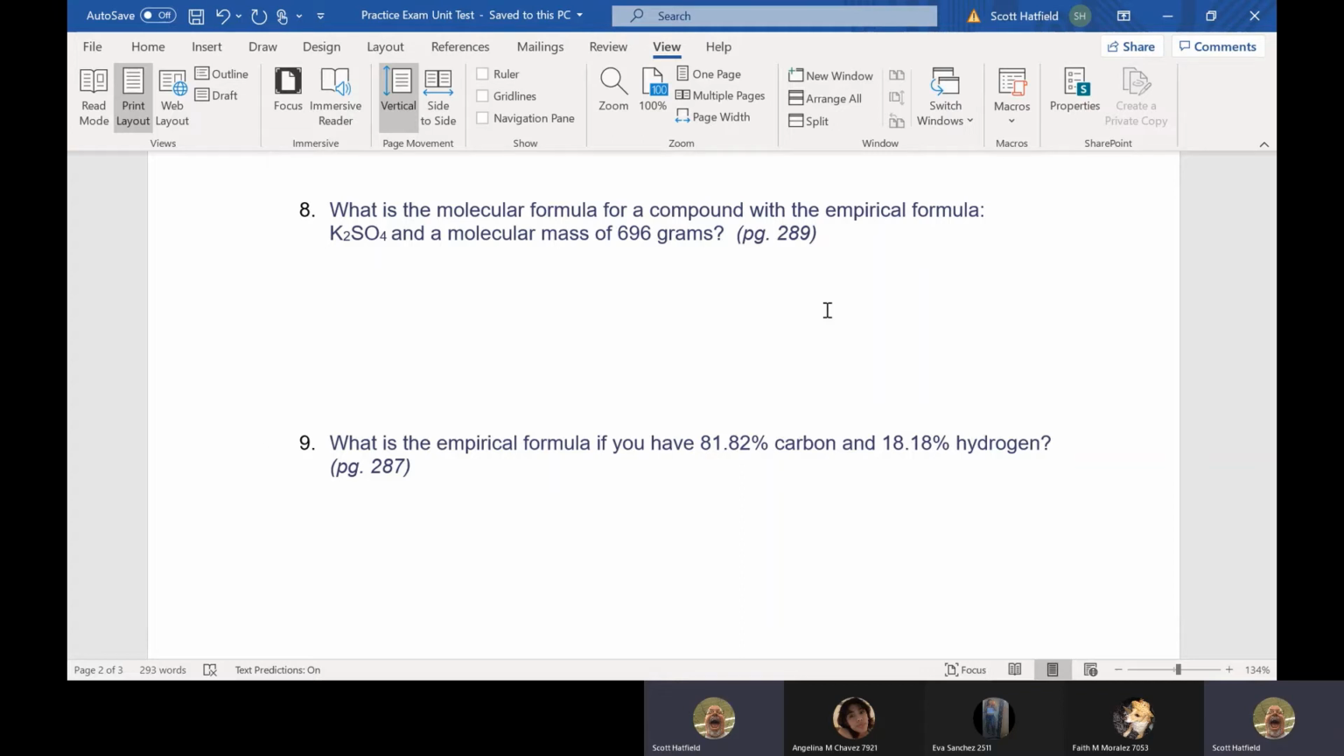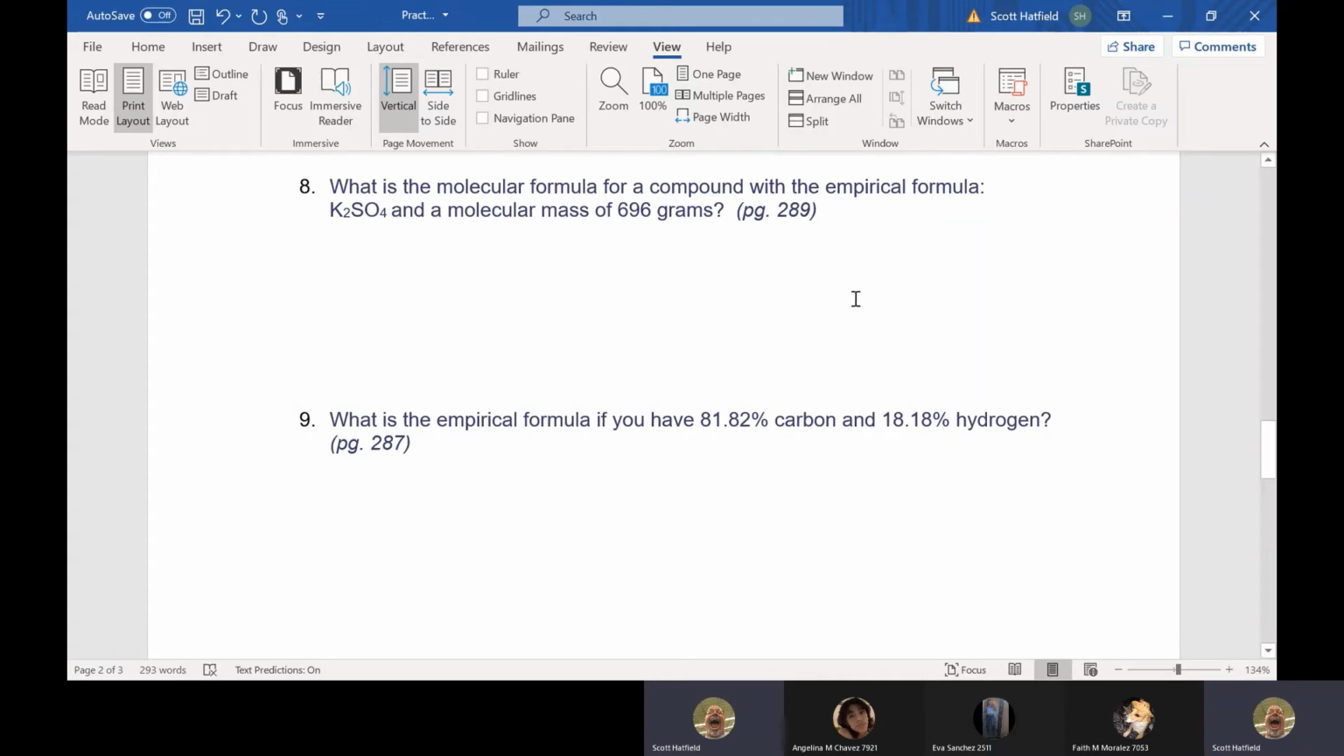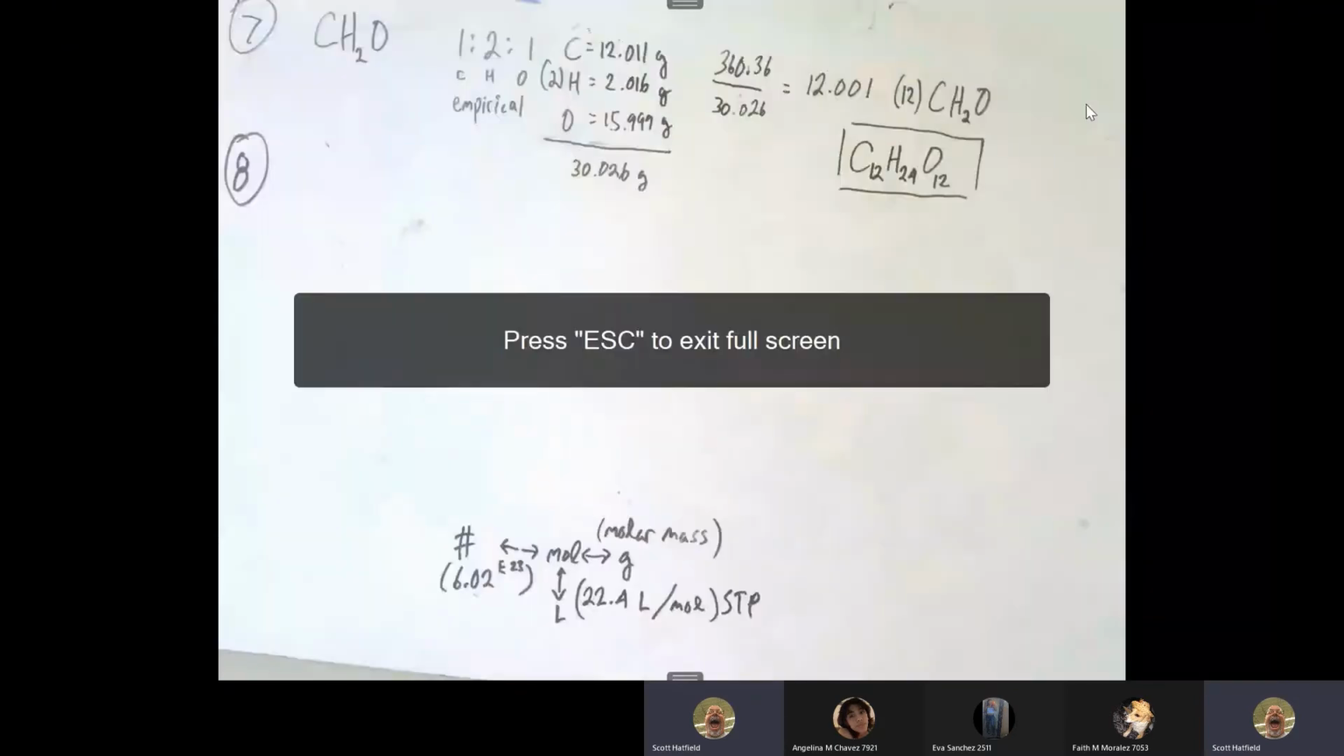Okay, so this problem says that we've got a molecular formula. We want to find the molecular formula. And again, we know the molecular mass is about 696 grams. And we are told that the empirical formula is K2SO4, right? If it were K2SO4, that would be potassium sulfate: 2 potassiums, 1 sulfur, and 4 oxygens. Well, we don't actually know what it is yet. All right, so let's pretend that we don't know what it is.